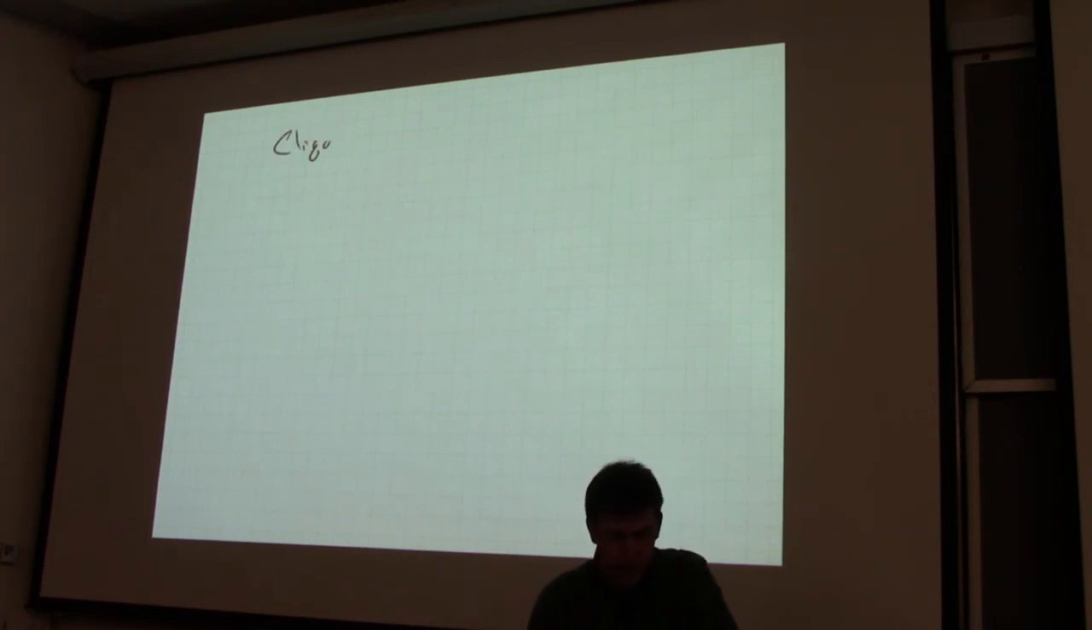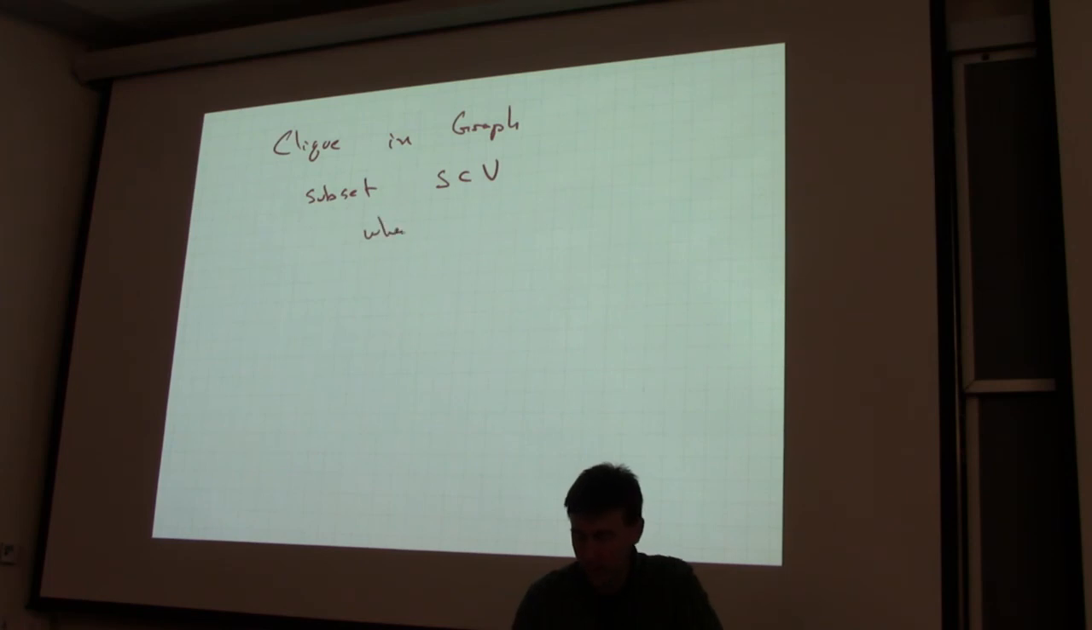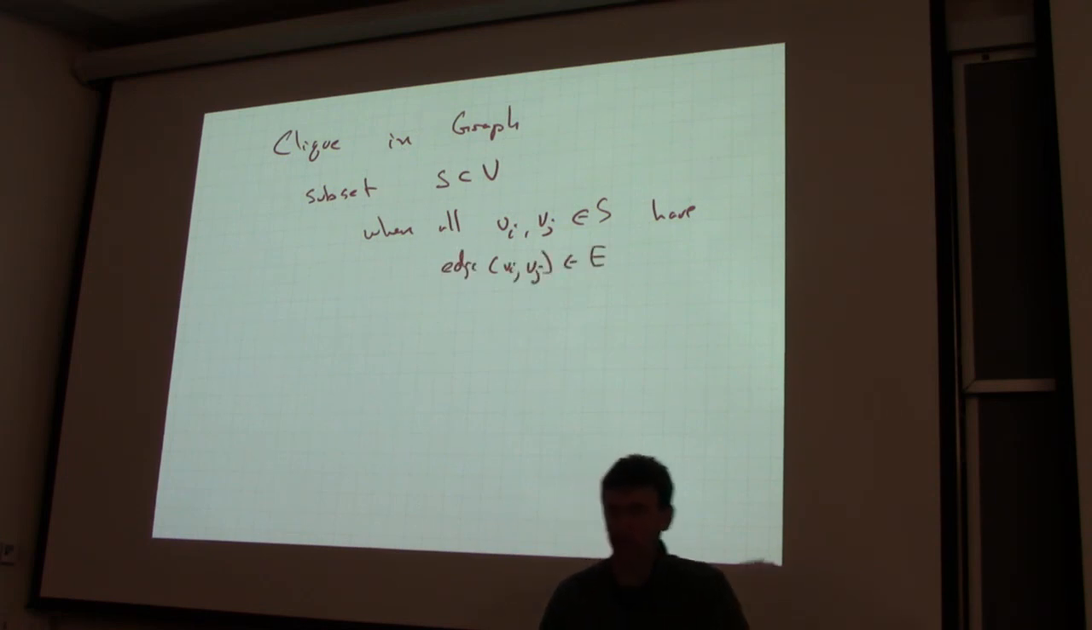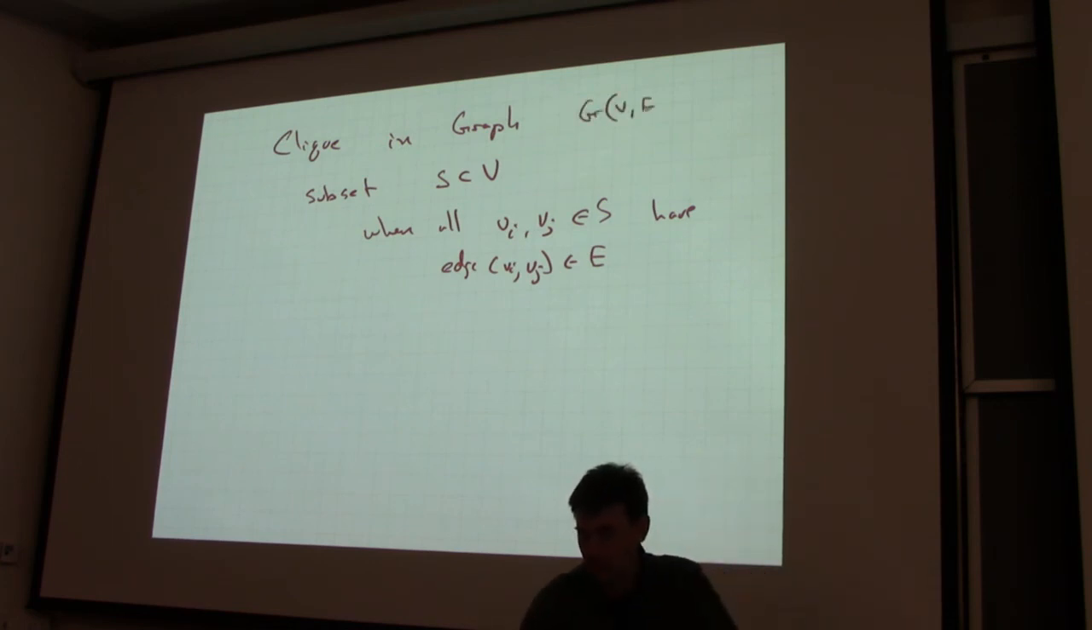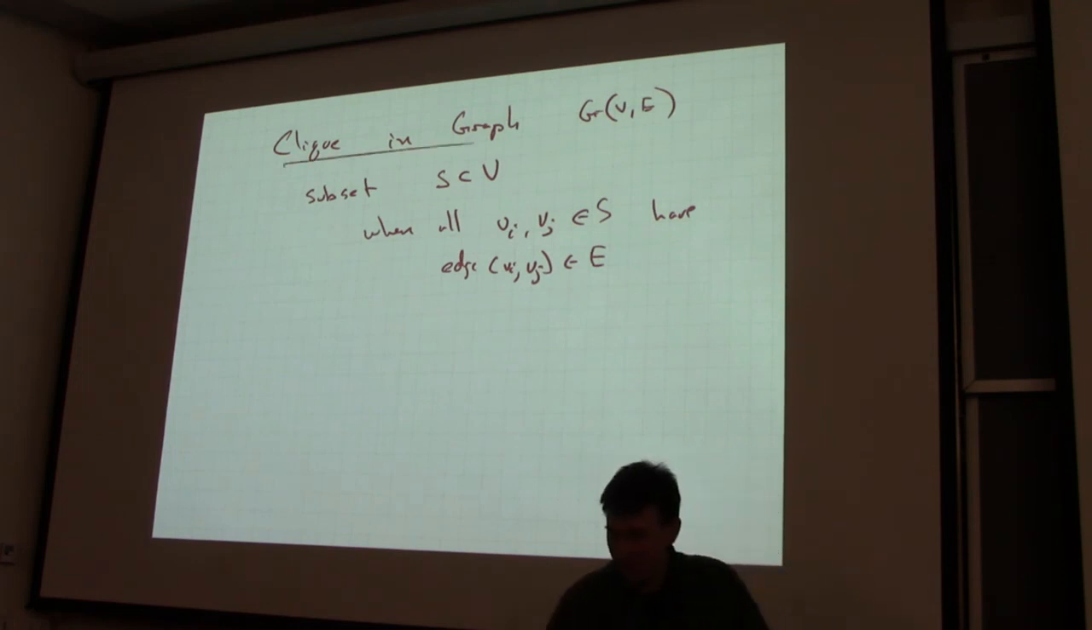A clique in a graph is a subset of the vertices where all vi, vj in S have the edge vi, vj in the set of the edges. Right, so this is for a graph. Okay, so these are cliques in the graph.